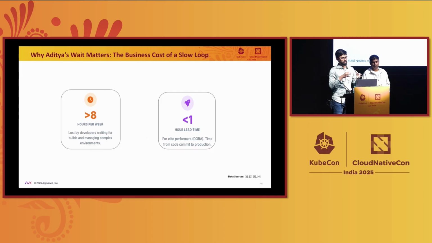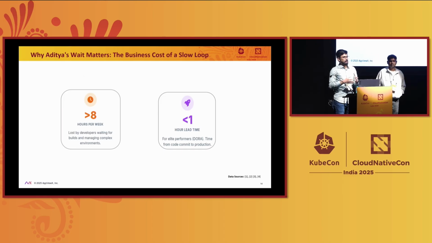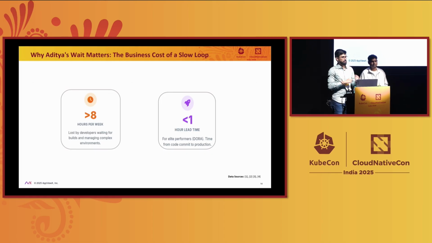That means once you commit or make a change, you should be seeing it in production in less than an hour. So imagine this: if you have a bug or a feature, you have to debug, maybe fix, and see it in production in less than an hour. How can we reach that elite performance? Maybe the tools that we are going to show might help you.